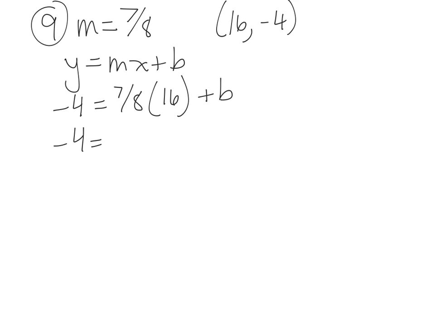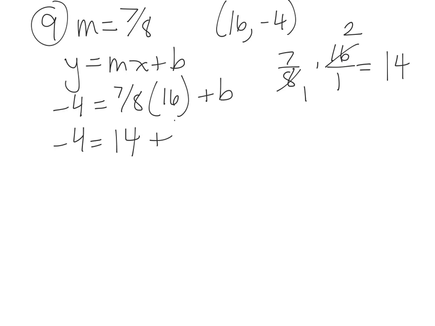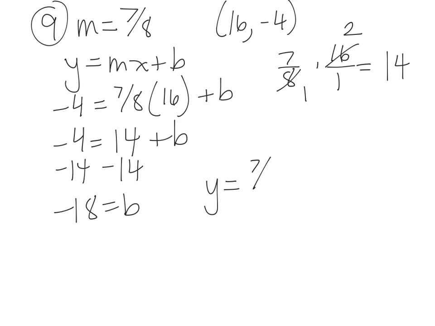So I need to do this arithmetic here, and this should be pretty easy for you in Unit 5. So 7 over 8 times 16 over 1. 8 goes into 8 once, 8 goes into 16 twice. So you're going to get 14 right there. And so you take away 14 from both sides, so -18 is b, so y = 7/8 x - 18 is your answer for number 9.